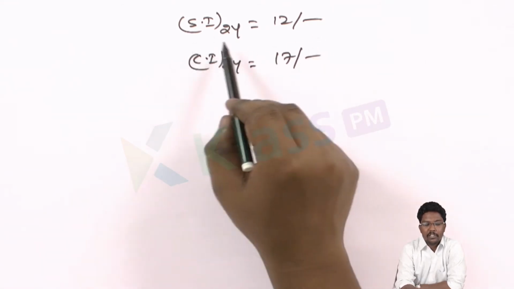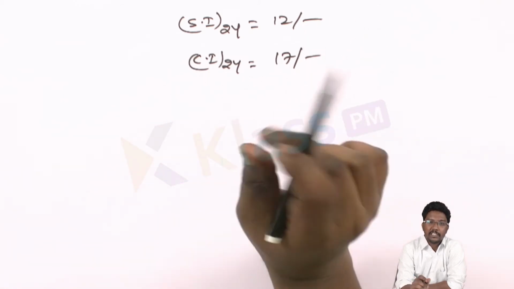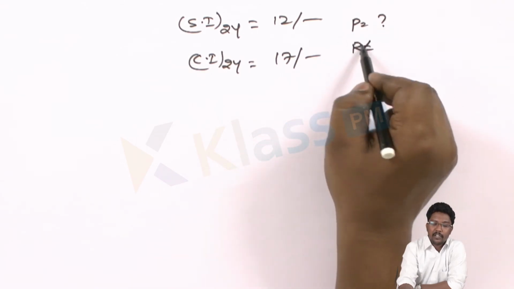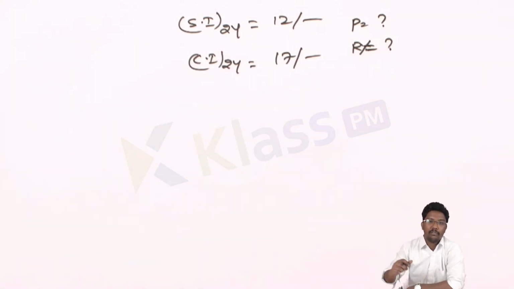He is mentioning simple interest for 2 years is 12 rupees and compound interest for 2 years is 17 rupees on a certain sum. We don't know the sum. We don't know the principal amount. And we don't know the rate of interest. We have to calculate both. Here two unknown things are there. How can we calculate? What is the formula for this type of questions?